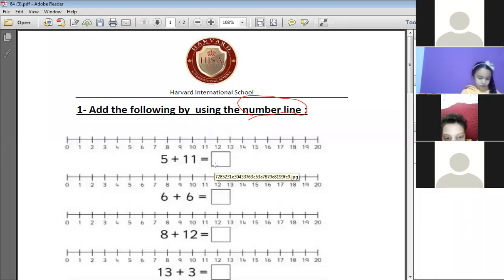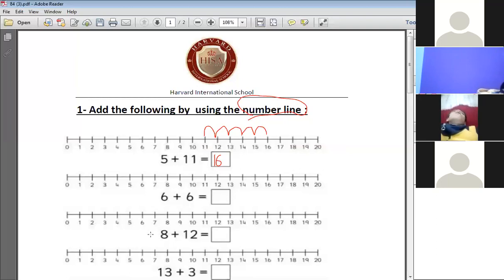So here, 5 plus 11. I will always stand on the bigger number. The bigger number here is 11, so I will go and stand on the 11. I have how many jumps onward? 5, right? So 1, 2, 3, 4, and 5. So my answer will be 16. Please, you have to show me these jumps, because he is asking you to use the number line.